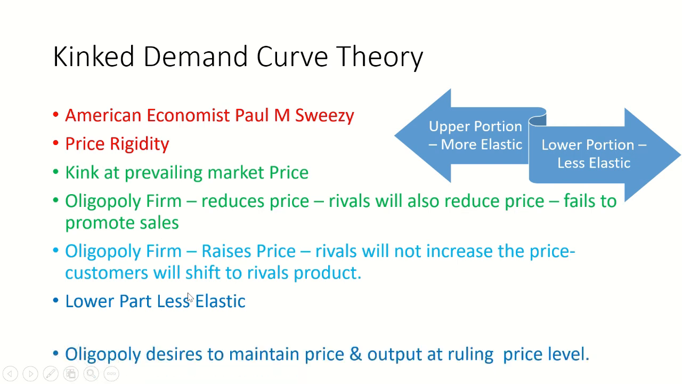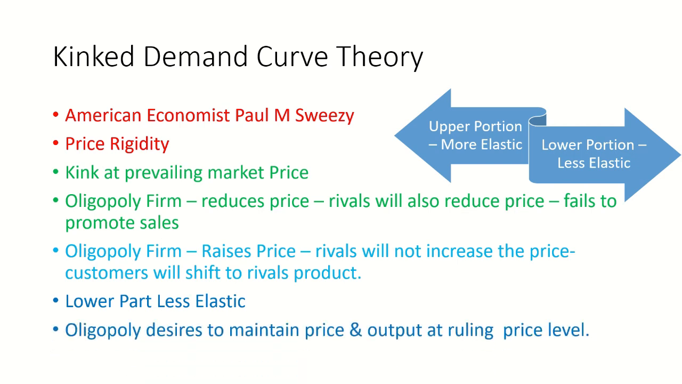Actually, the oligopoly firm decides to maintain the price and output at the ruling price. That is the price rigidity. They don't want to increase or decrease the price, because if a firm increases the price, the other firms will not increase the price, so the firm which increases the price will lose customers. And again, if any firm decreases the price, the other firms also decrease the price, and it also fails to promote its sales. So the oligopolistic firms decide to maintain price and output at the ruling price level.